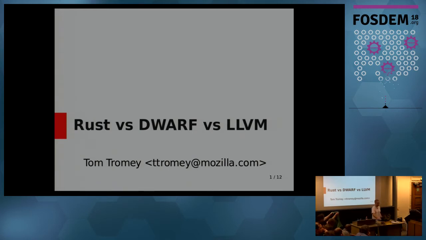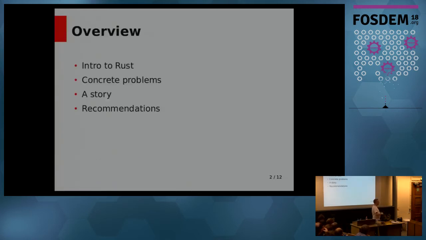Let's see. So first, I'd like to give an overview. We're going to talk a little bit about Rust, not a whole lot. We're going to talk about some of the concrete problems with expressing Rust's constructs in debug info. I'm going to tell you a little story about a recent problem I've worked on, and then I'm going to talk about, well, it says here recommendations about what we should do, but really what it is, is complaining about other people's work.